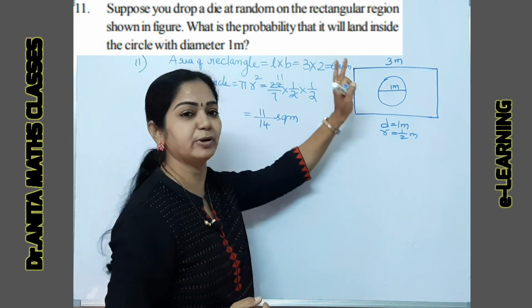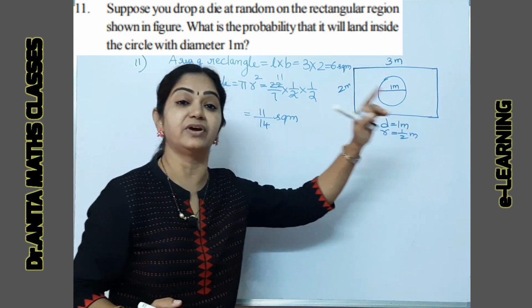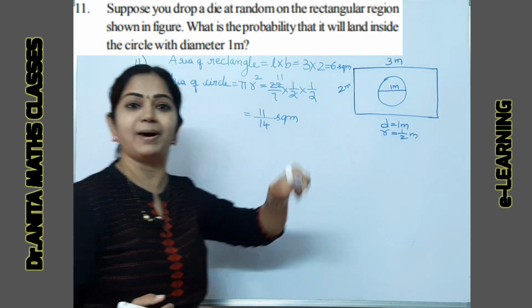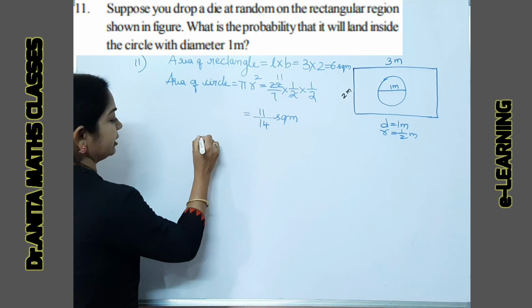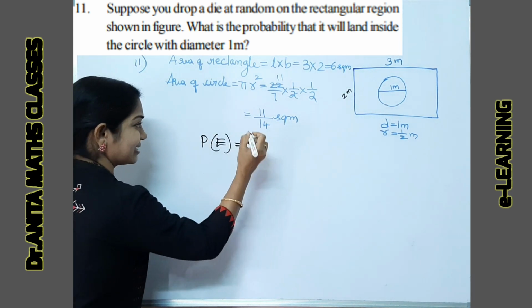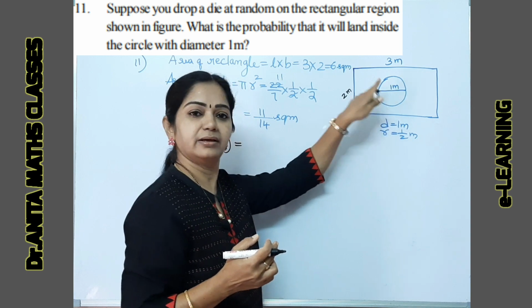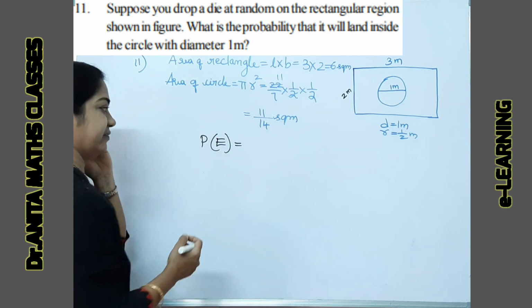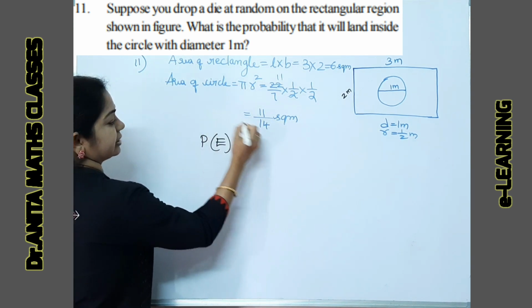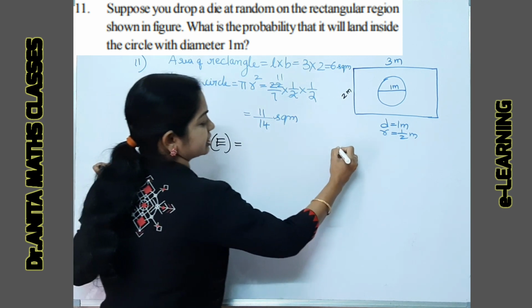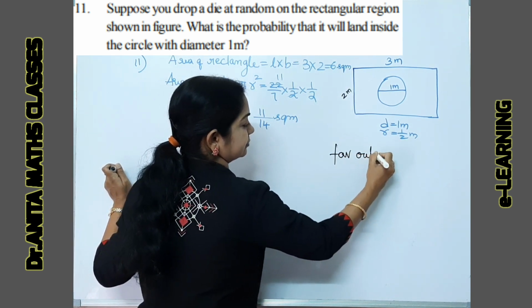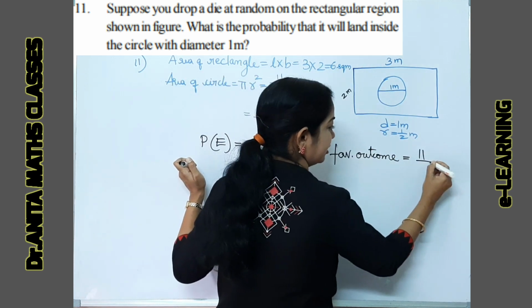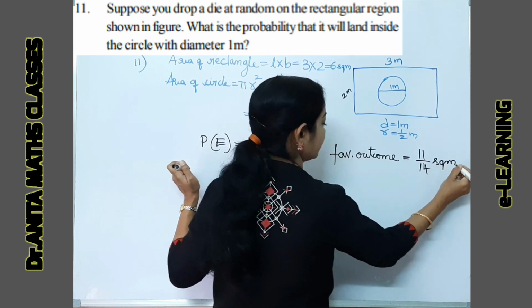So the die is dropped on this region. What is the probability that it should land in the circular part? The event to happen is that it has to land in the circular region. The circular region area we got as 11 by 14. So that is the favorable outcome. Let me write down the favorable outcome: the circular region, 11 by 14 square meters.